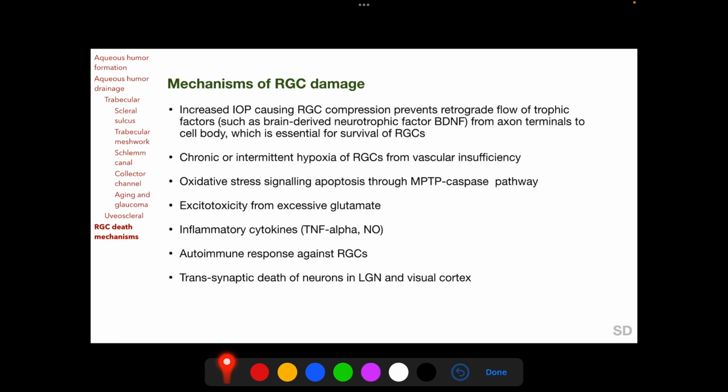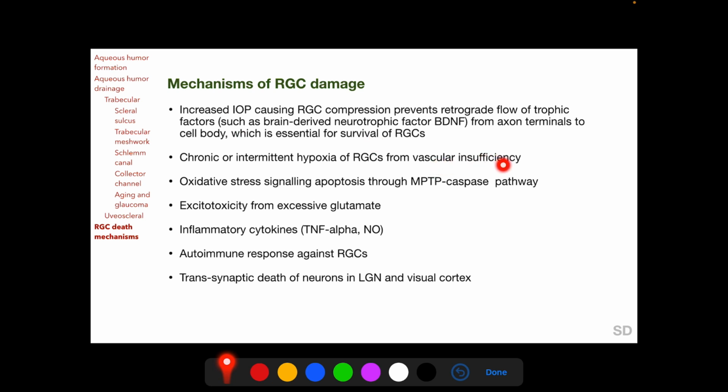Several mechanisms have been proposed and evidence for them has been found to explain the death of retinal ganglion cells in glaucoma, and among them the first two are the most well accepted. Increased intraocular pressure causes compression of the retinal ganglion cells, and this prevents retrograde flow of trophic factors such as BDNF from the axon terminals of RGCs to the cell body of RGCs, which are essential for survival of RGCs.